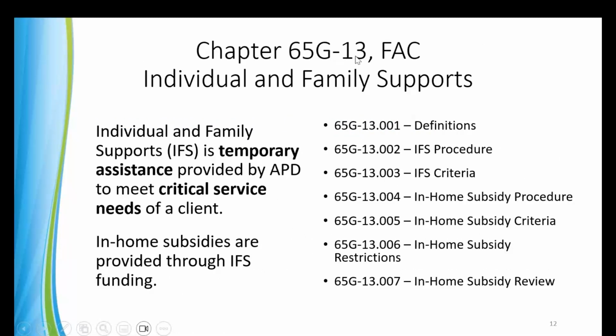Okay, now let's get into chapter 65G-13 that I've been talking about. This is the chapter on individual and family supports. Now what that is, there's a certain type of funding that APD receives. It's not Medicaid waiver funding. It comes from a separate pot of money. It's our general revenue funds, along with, I think it's called the Social Services Block Grant funds.